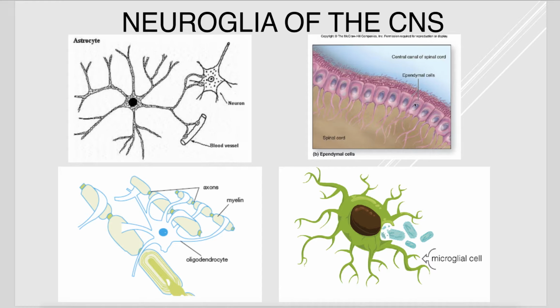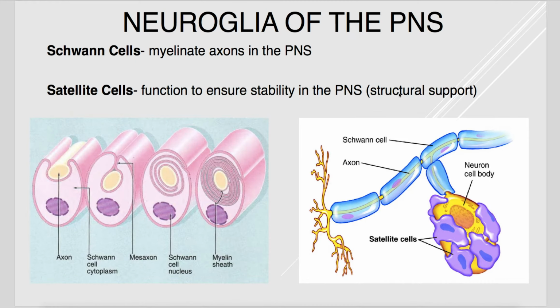And then we have ependymal cells, and they are important for producing the transcellular fluid known as cerebrospinal fluid.